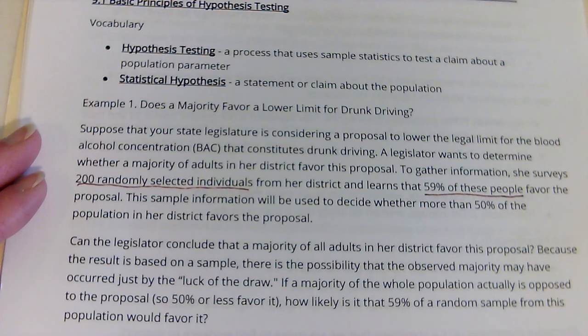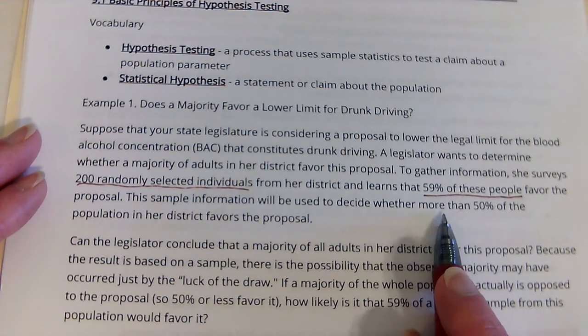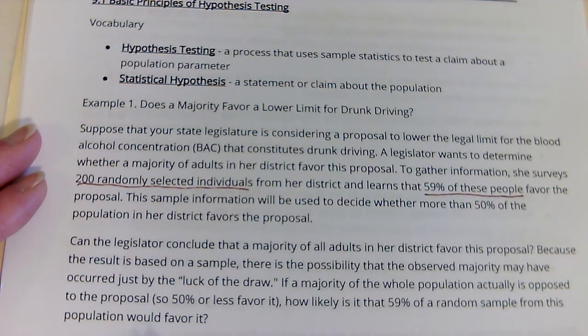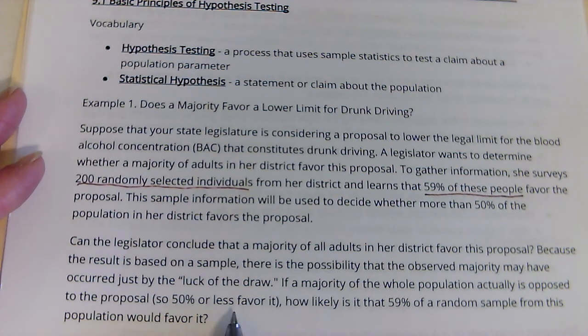Now, can the legislator conclude that a majority of all adults in her district will favor the proposal? Is this high enough from 200 individuals? Because the result is based on a sample, there is a possibility that the observed majority may have occurred just by the luck of a draw. If a majority of the whole population actually is opposed to the proposal, in other words, 50% or less favor it, how likely is it that 59% of the random sample would favor it?